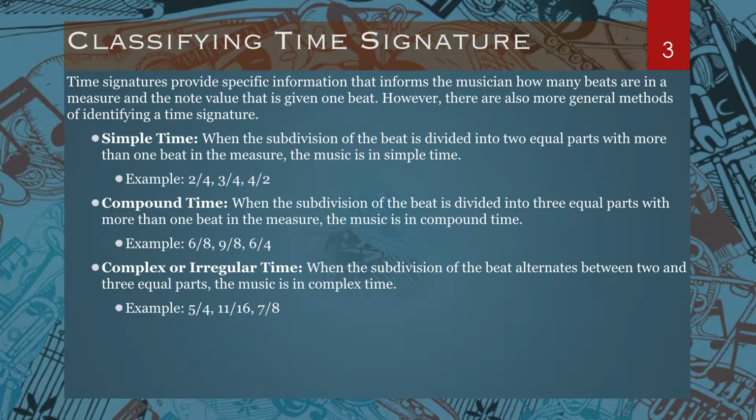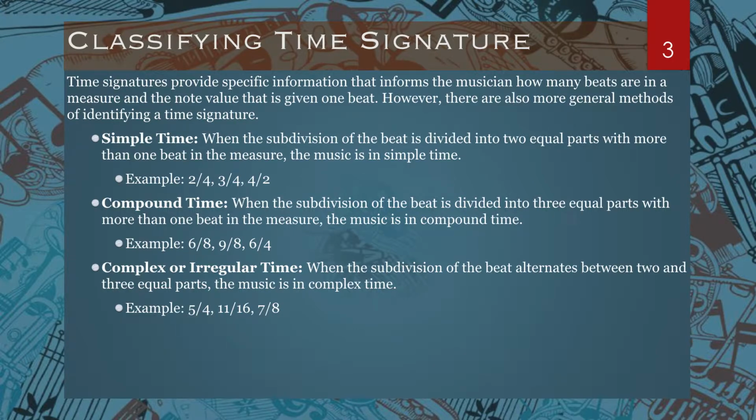In a 9/8 time signature, you have three sets of three. So 1, 2, 3, 4, 5, 6, 7, 8, 9. In 6/4, you also have two groups of three. 1, 2, 3, 4, 5, 6.